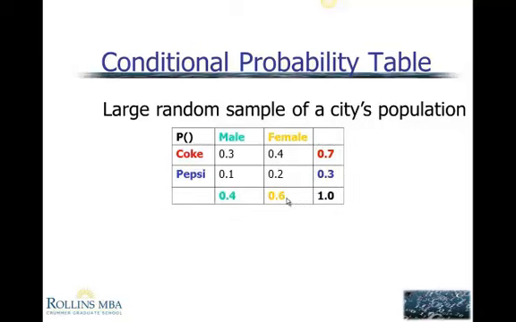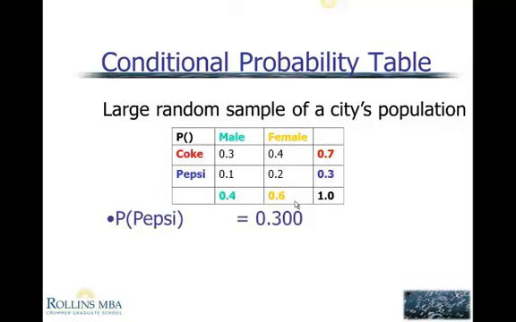And as a good check, the total probability across all four of these boxes should sum to 1. And we see that in this case. The sum of the four boxes equals 1. The sum of the marginal probabilities for the rows equals 1, and the marginal probabilities for the columns, those should all sum to 1.